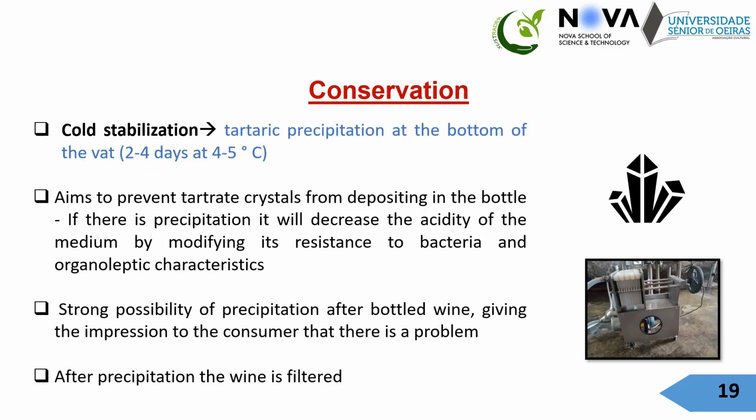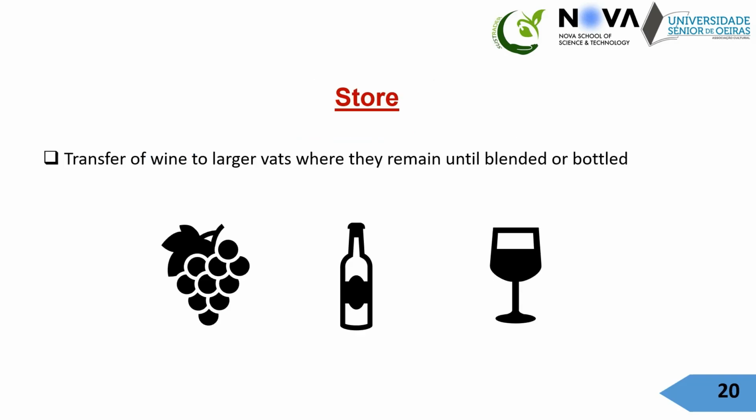In terms of conservation, a cold stabilization is made for 2 to 4 days at a temperature of 4 to 5 degrees, consisting of tartaric precipitation to prevent this from happening in the bottle, and afterwards the wine is filtered. Then wine is transferred to larger vats, where it remains until blended or bottled. After 1 week, the level of free sulfur dioxide is checked and corrected to 40 mg per liter.